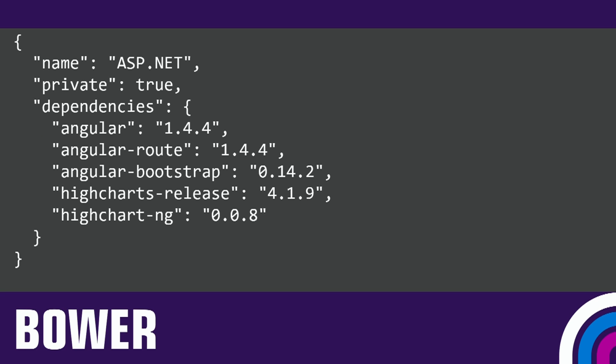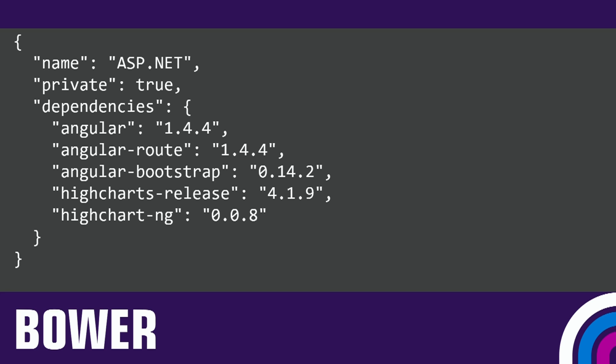To get some of those things, I use Bower. So we looked at Bower earlier today. So I added all my dependencies into my bower.json file inside of ASP.NET. So my dependencies are Angular, Angular Route, Angular Bootstrap, HighCharts Release, and HighChartsNG, which is the directive for HighCharts. Those are all of the JavaScript files that you've seen included there.